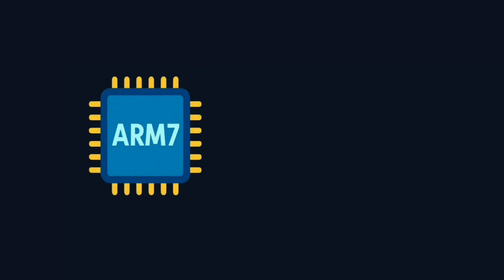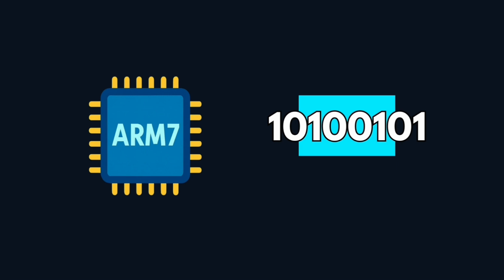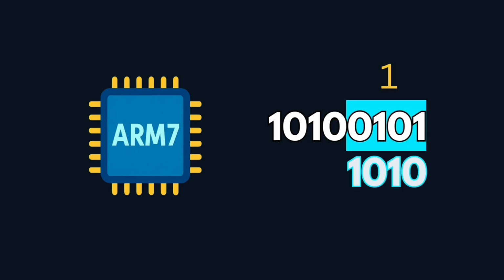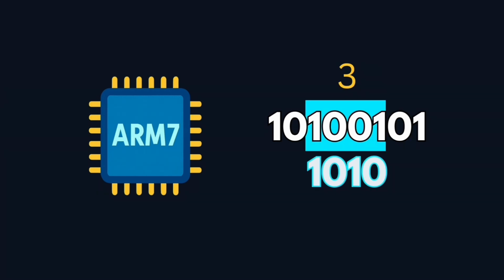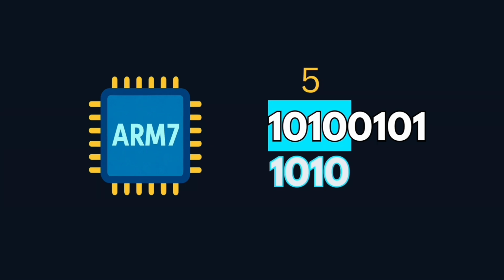The processor checks the data using a moving 4-bit window. First, it looks at the first 4 bits. The selected 4 bits are compared with the required pattern. If the pattern is not found, the window moves one position, then it checks again. This continues until every possible 4-bit group has been tested.